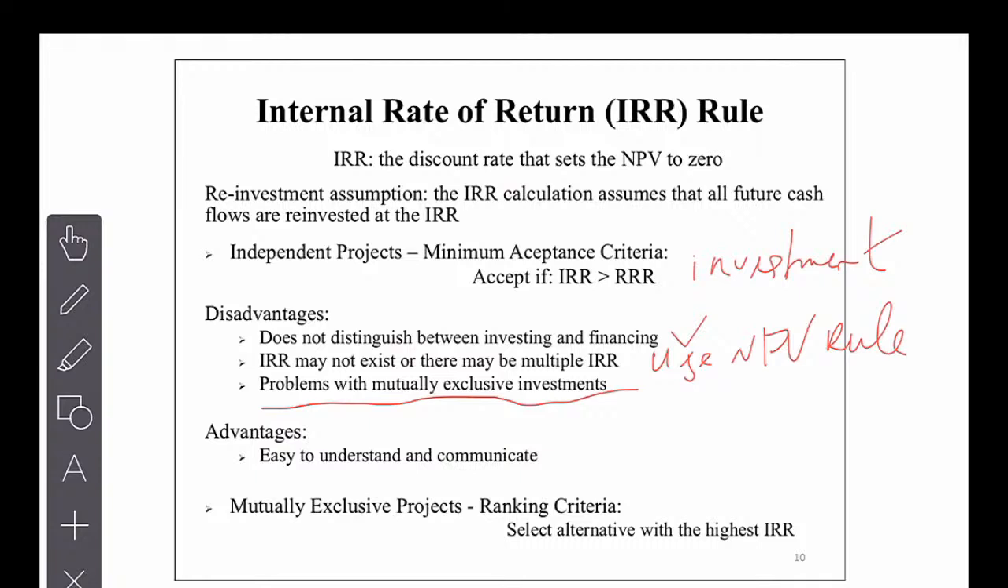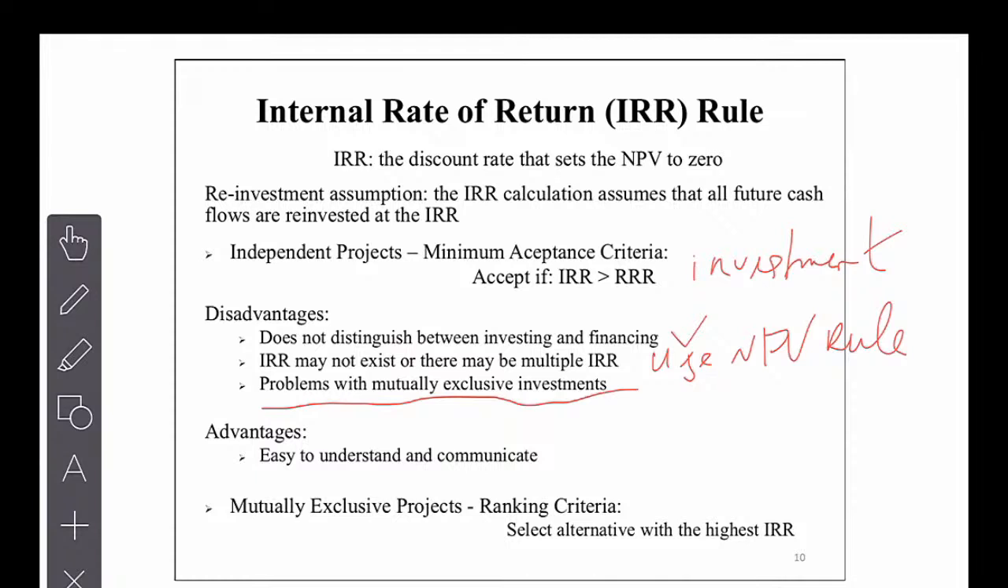The advantage of IRR is it's just a percentage. It's a simple number. After all these calculations, you end up with one or two percentages. It's a really nice way to summarize everything, so it's easy to understand and communicate to non-finance people. And in terms of solving for a mutually exclusive project, we're going to talk about that. But in general, if there's no conflict that we're going to discuss now, we would just select alternatives with the higher internal rate of return.